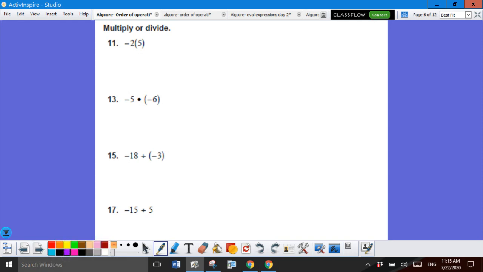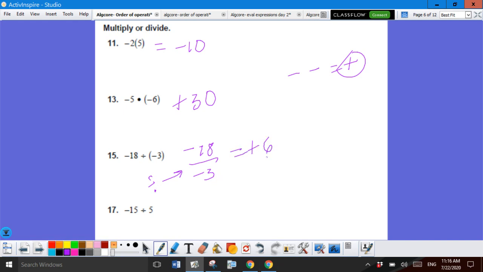All right, let's do some multiplication. So negative 2 times 5. Is that going to be positive or is it going to be negative? If you said negative, you're correct. A negative times a negative. Remember, a negative and a negative make a giant plus sign. So that's a positive 30. And with division, the rules hold. So negative 18 divided by negative 3, that's a positive 6. And negative 15 divided by 5, that is a negative 3, okay?